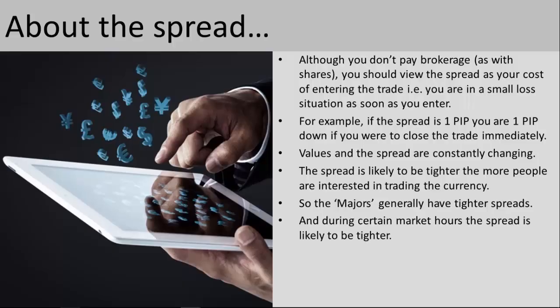And during certain market hours, the spread is likely to be tighter. Particular examples of this are when both American and European markets are open. There are more traders in play, and hence there are more people buying and more people selling, so the spread is tighter.